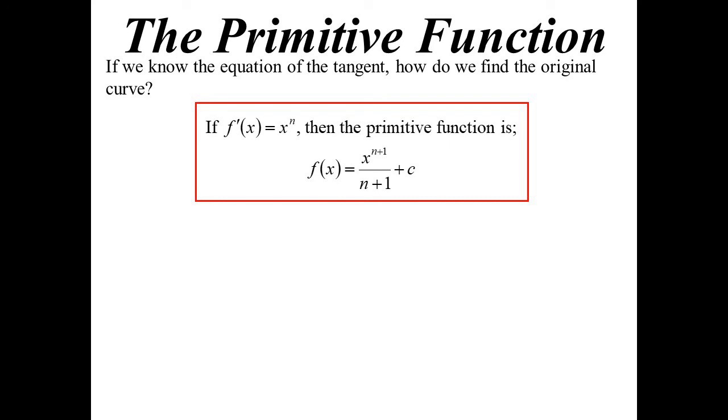But we also have to add a constant, because the other thing we know is when we differentiate a constant, we get 0. So if we're going back the other way, how do we know there wasn't a constant number there? So we've got to take that into account as well.